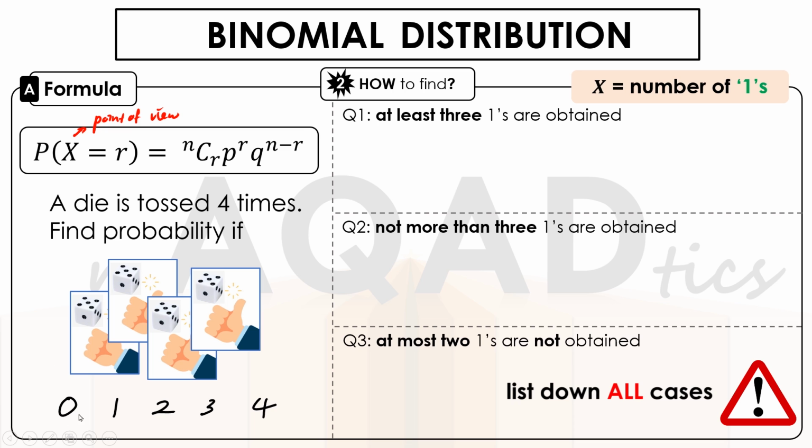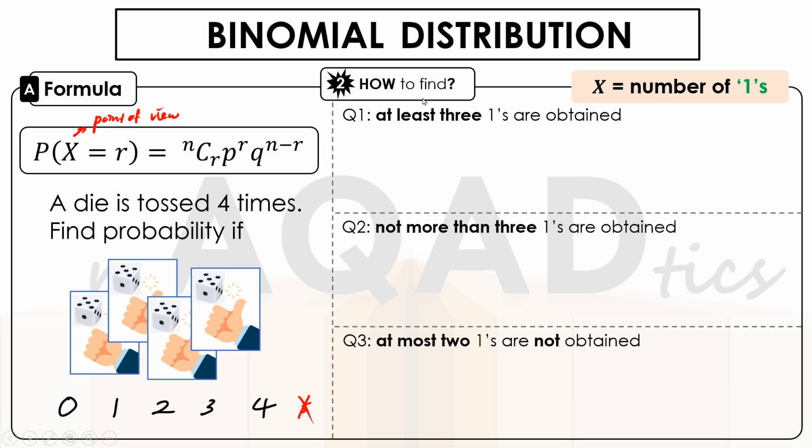So for example, the first case is I don't get any ones at all after I toss 4 times. Or another example is I get 2 ones when I toss 4 times. Or another example is I get all ones when I toss 4 times. Here I wouldn't consider 5 as a case, because the maximum toss is 4. So here I would not consider 5. We only have 0, 1, 2, 3, 4, so in total 5 cases.